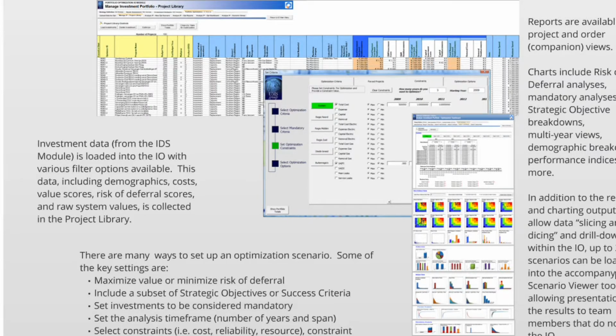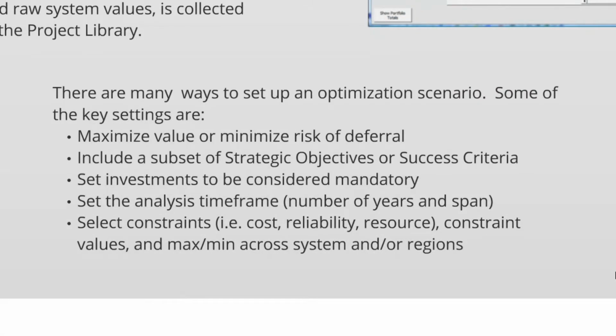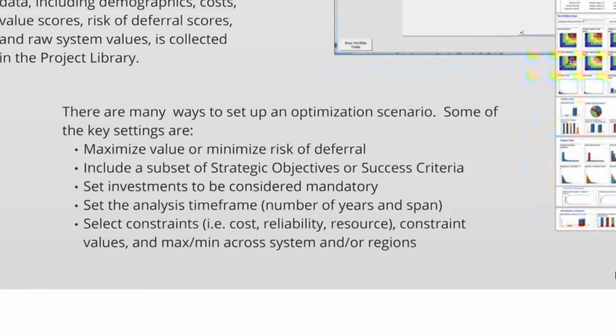When investment data is loaded into the IO, it can be filtered by budget year, business unit, or other demographic categories. This allows optimization across all types of investments, or across a subset of those investments. Some of the key settings available for setting up an optimization scenario, in addition to maximizing value or minimizing risk, are optimizing across a subset of strategic objectives, setting certain types of investments to mandatory, selecting the analysis timeframe, and setting constraint values across the system or per business unit or region.